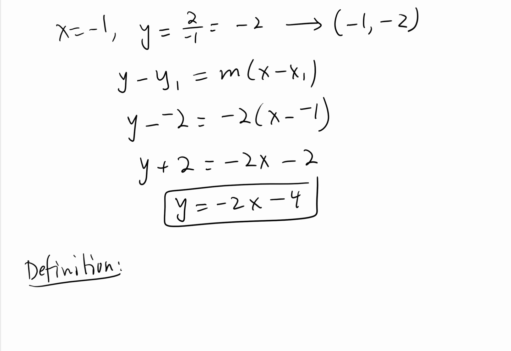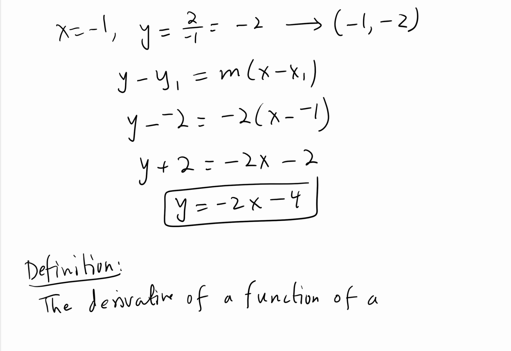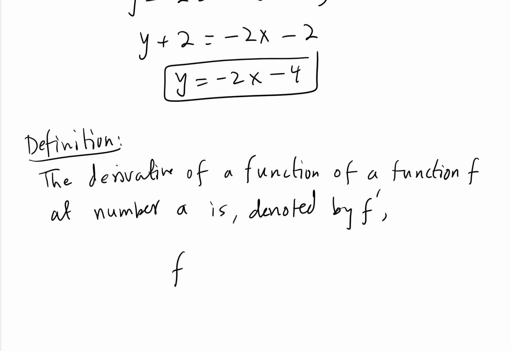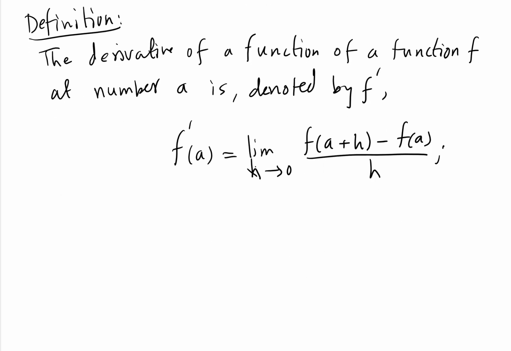Now we may start defining what a derivative is. The derivative of a function f at a number a, denoted by f prime of a, is the limit as h goes to 0 of f of a plus h minus f of a over h, provided the limit exists.